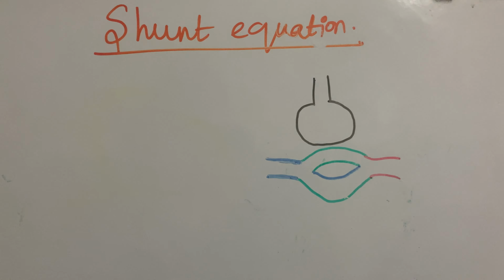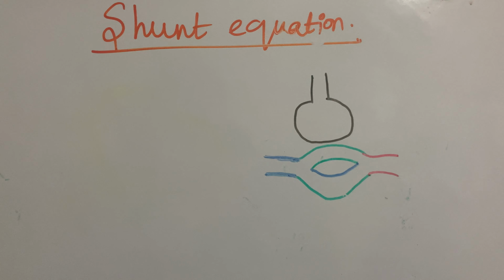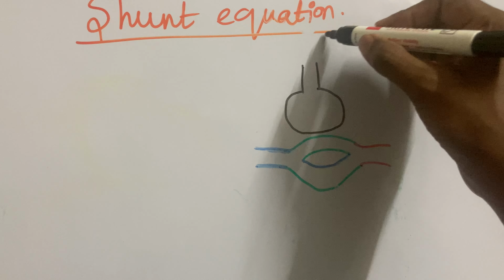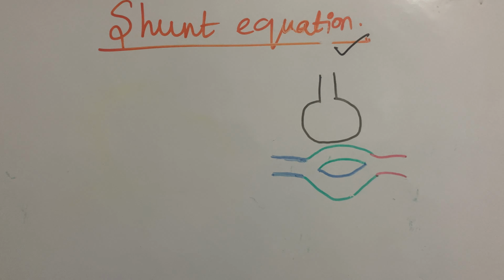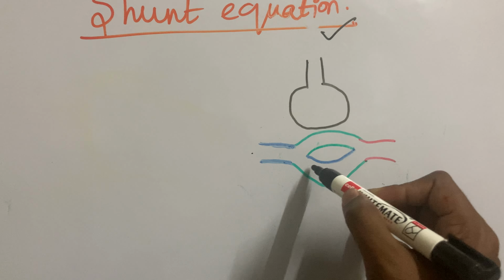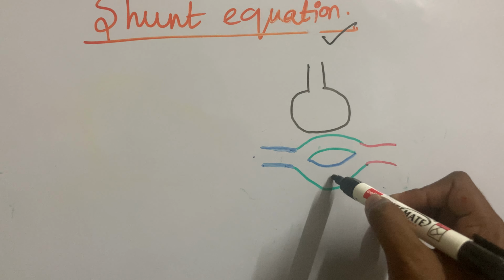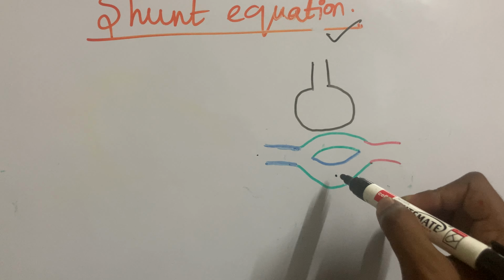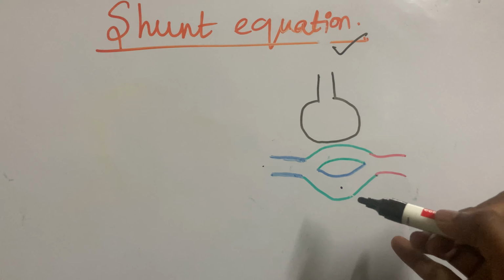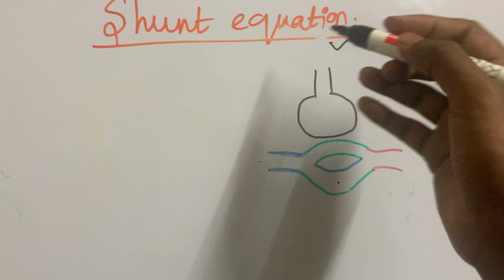Today we are going to derive the shunt equation. So what is the shunt equation? It quantifies the extent of the venous blood passing through the pulmonary capillaries that is not oxygenated, that is, contributing to the alveolar dead space. It is quantified with the help of the shunt equation.